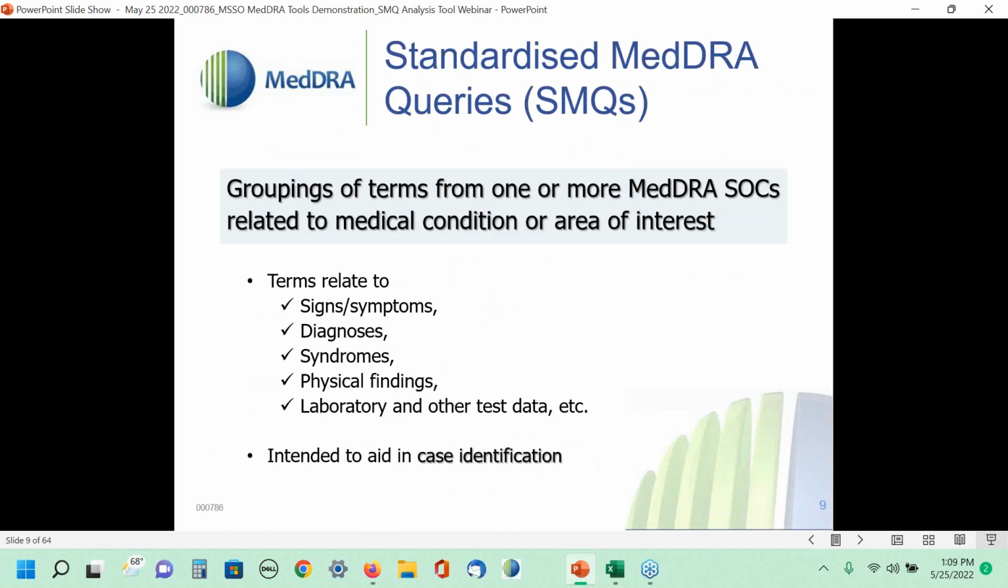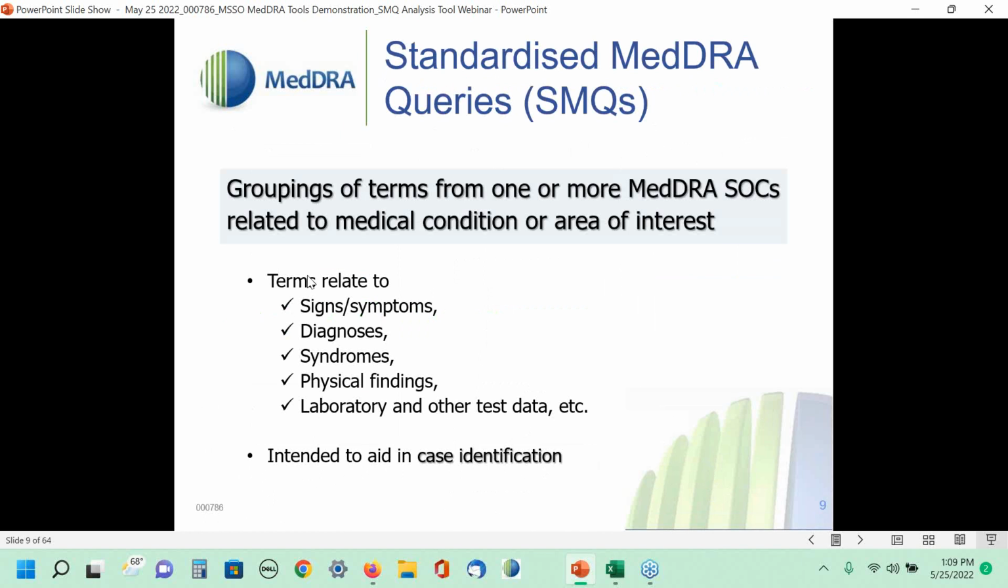Okay, quick review of SMQs. As we talked about in the SMQ webinar, SMQs are groupings of terms for one or more MedDRA SOCs, or system organ classes, that are related to a medical condition or area of interest. It is a specialized query that is designed to go into a database of MedDRA coded data and identify potential cases of a topic of interest.